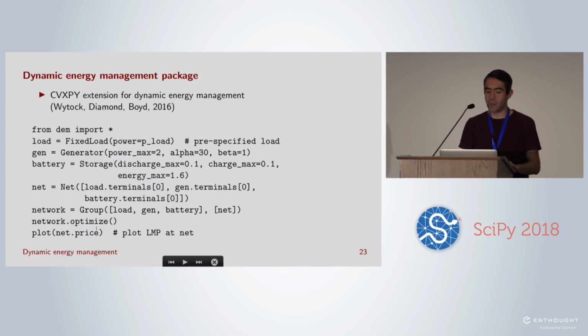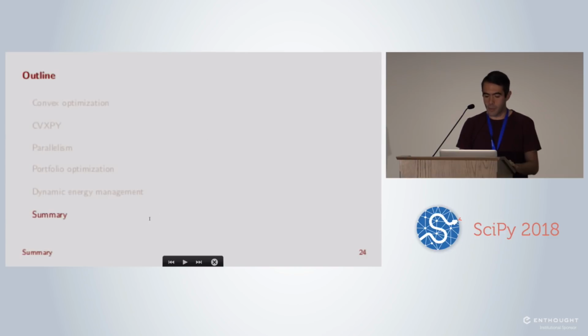Again, you don't say anything about what algorithm is being used. We consider that our business as the experts at convex optimization. As the users, you should not need to know anything about that, just like you have no idea how the compiler is compiling, right? And then, yeah, you can get the prices.